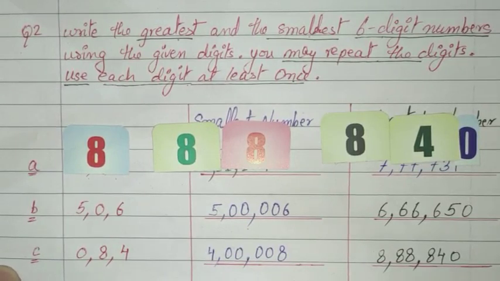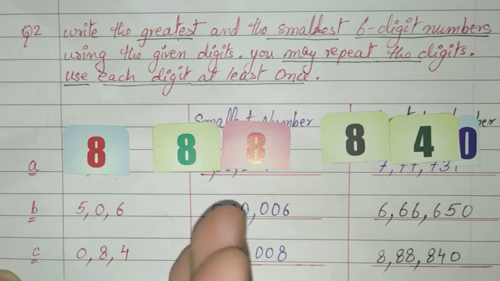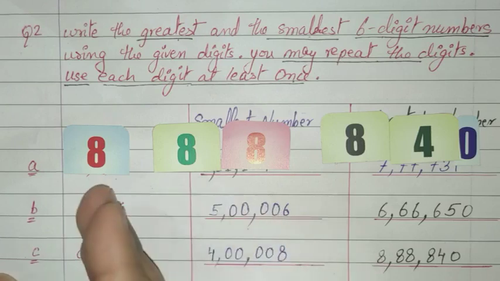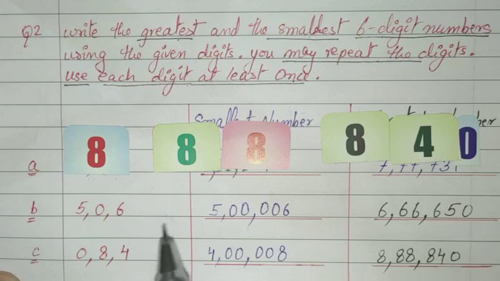So let's recap. If you have to form a greatest number, then we have 3 steps. Arrange the digits in descending order. Repeat the greatest digit to form greatest number in the extreme left, and then put the commas. To form the smallest number, we have 3 steps. First step is ascending order. Then repeat the smallest digit on the left, extreme left. Then step 3 is put commas.